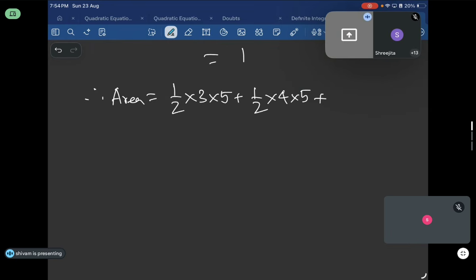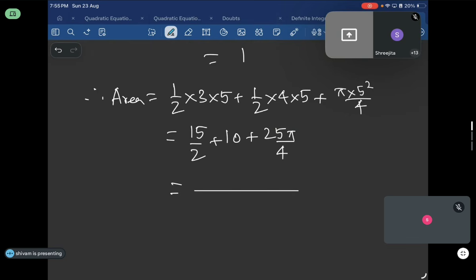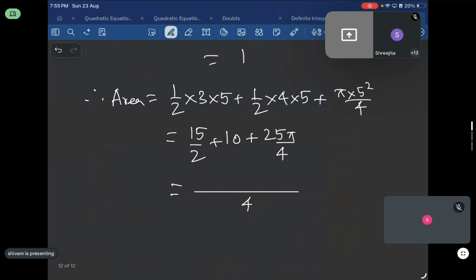Quarter circle, 1/4 of pi r square. Pi r square by 4, so pi into 5 square by 4. Tell me, this will give us how much? 15 by 2 plus 10 plus 25 pi by 4. Yes, I think this is the correct answer. Let me see, the numerator will be 70 plus 25 pi by 4. Yes, this is the correct answer.